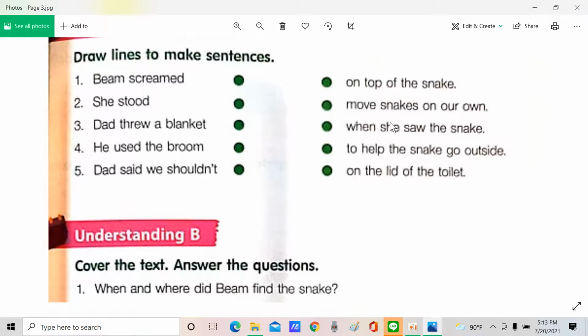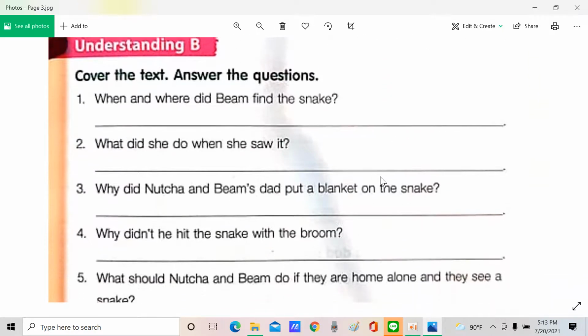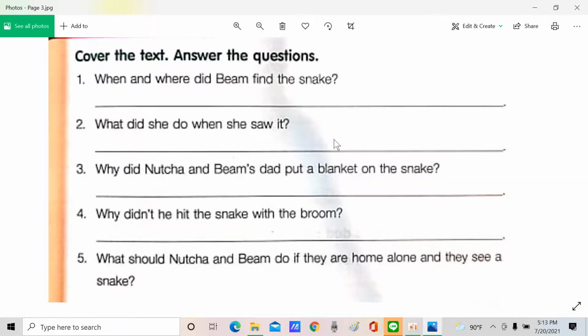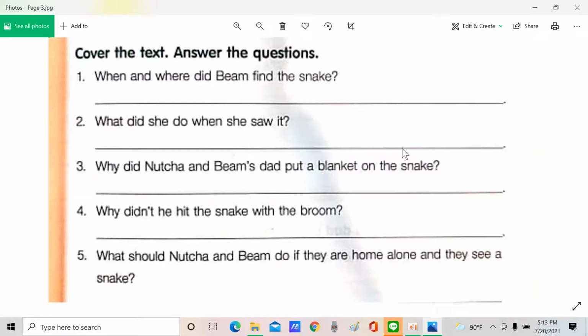Okay? Now, in understanding B, you have to answer the questions. And the answers to these questions, again, are just found in the story. Number 1, when and where did Beam find the snake? When. It means time of the day. Is it the morning, evening, afternoon? And then where? Where did Beam find the snake? So you have to write the answer. Like, Beam found the snake where? At what time? So first you answer the place and then what time of the day.